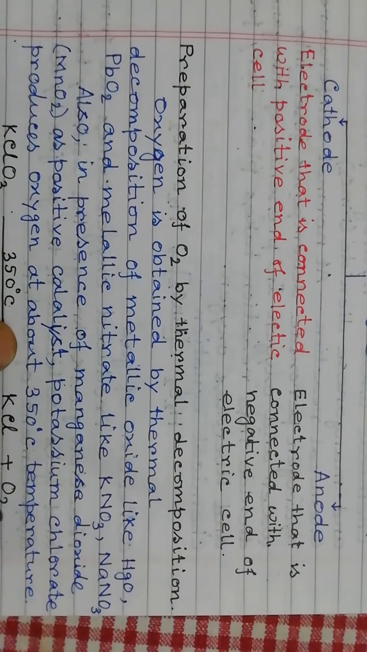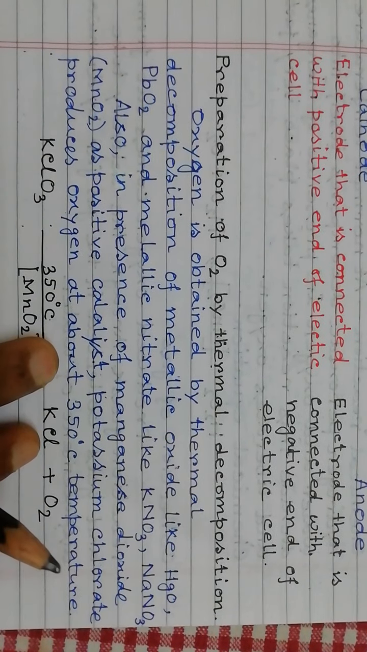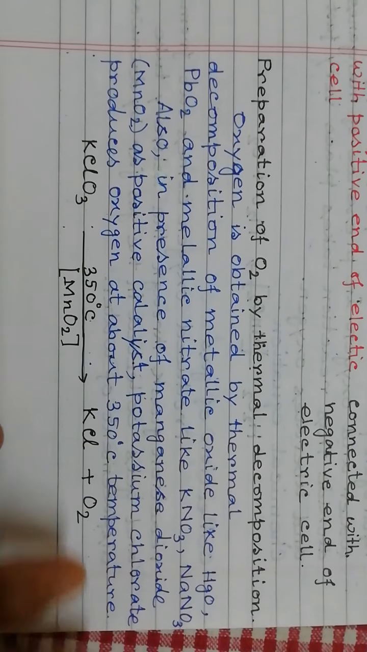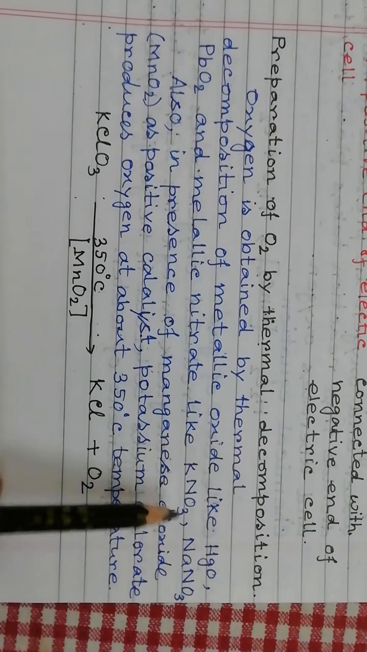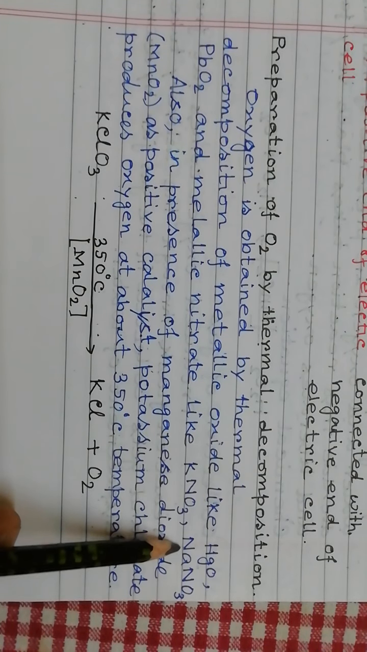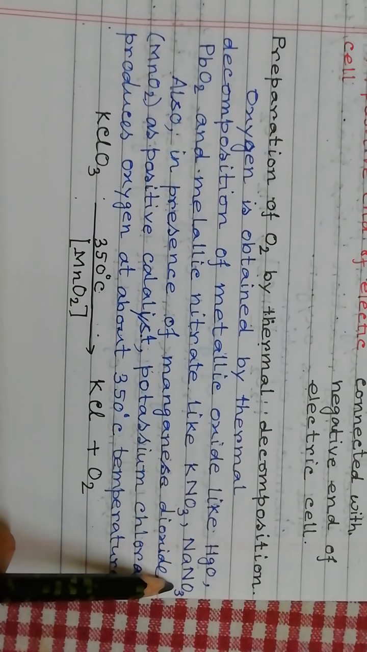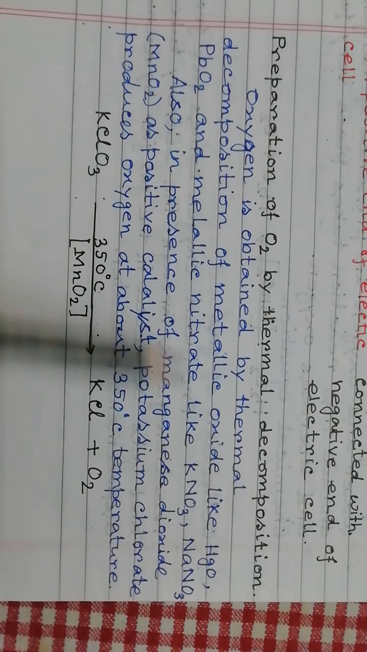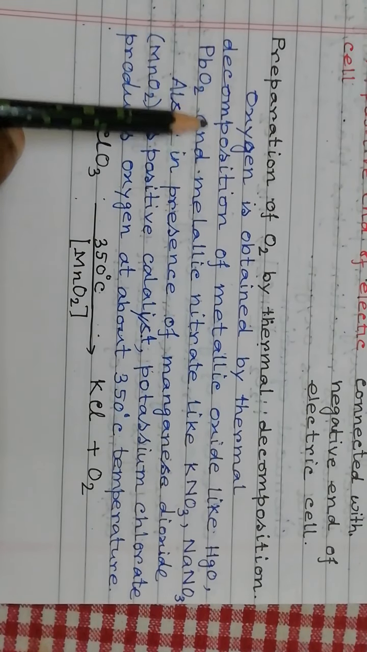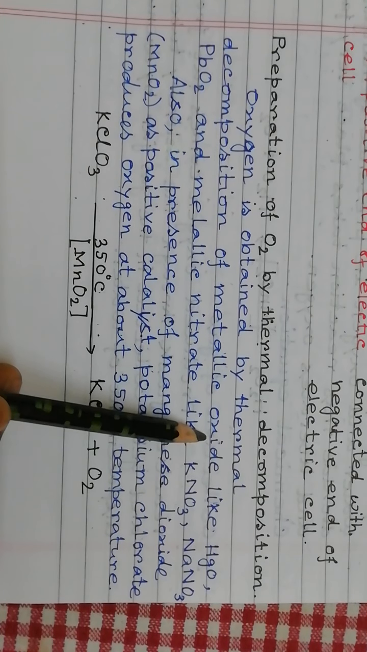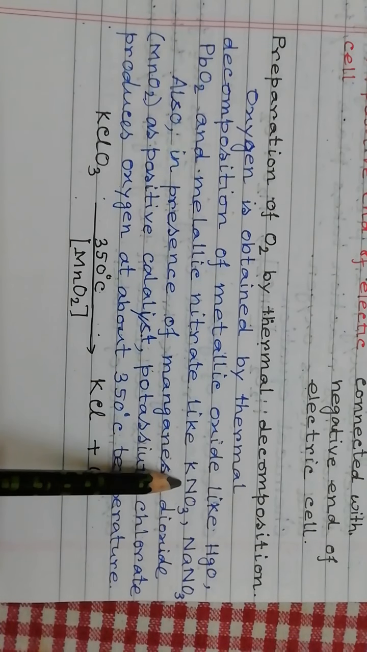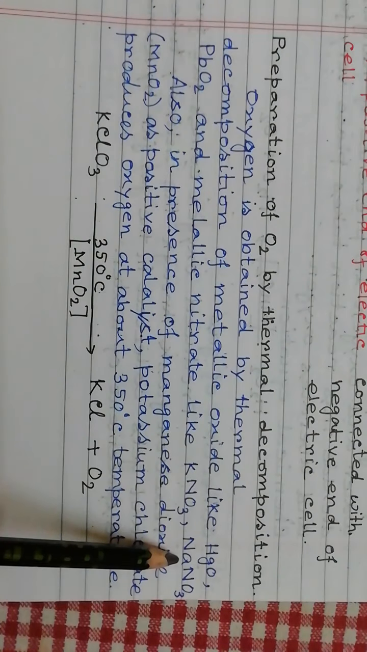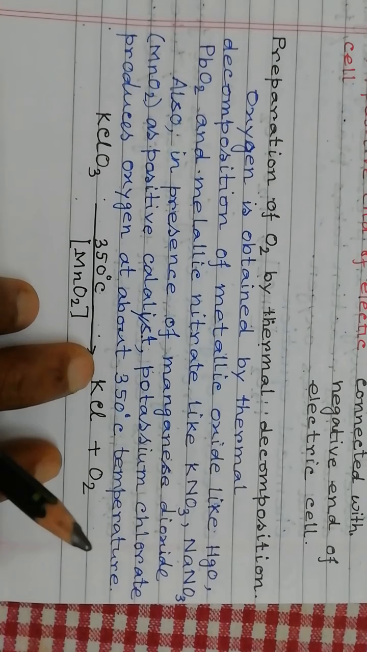Now preparation of oxygen by thermal decomposition. Some compounds like HgO, PbO2, KNO3 or NaNO3, when heated strongly, produce oxygen. The oxygen is obtained by thermal decomposition of metallic oxides like these and metallic nitrates like potassium nitrate and sodium nitrate. Now take one example.